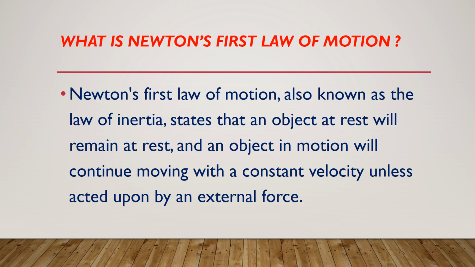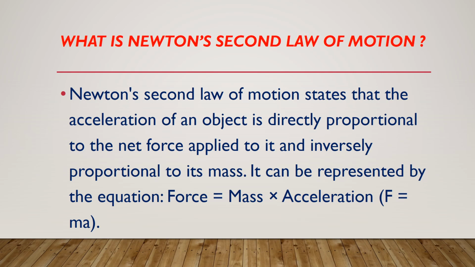What is Newton's first law of motion? Newton's first law of motion, also known as the law of inertia, states that an object at rest will remain at rest and an object in motion will continue moving with a constant velocity unless acted upon by an external force.